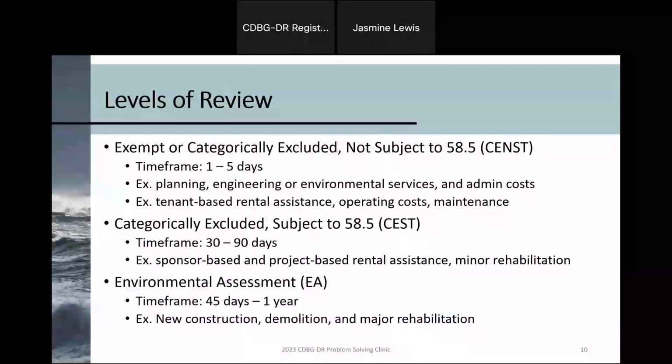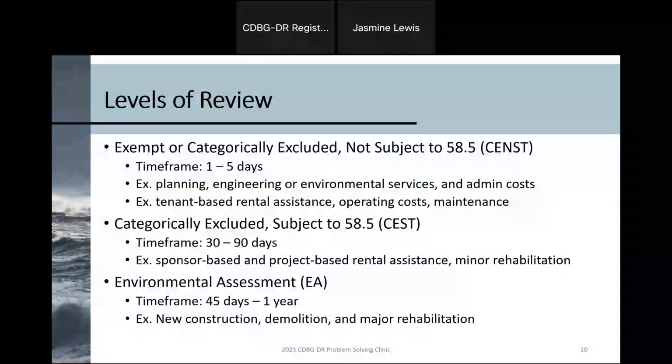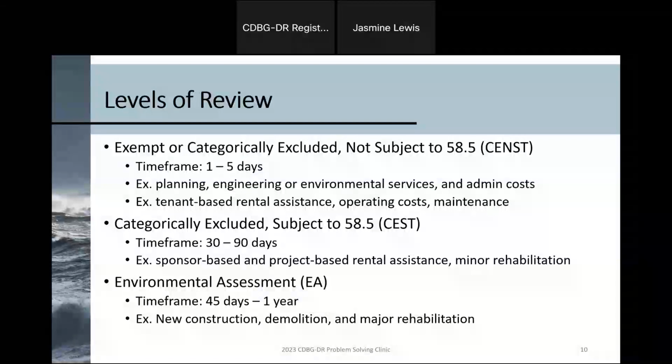So for example, if you have a bulldozer on site, you're more than likely going to be having a higher level of review. Whereas if your activities include more planning or administrative costs, then you're looking at a lower level of review. Each level of review comes with specific compliance requirements that you will be responsible for, and each has an anticipated time frame for completion. So there are 5 different levels of review. We'll really just be focusing on 4 of them today.